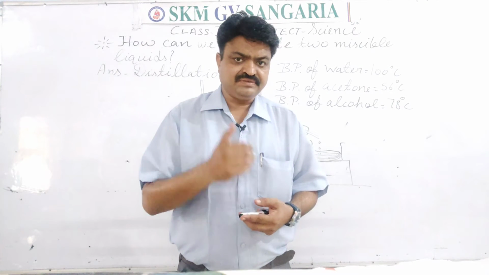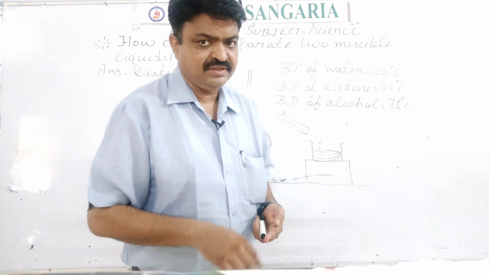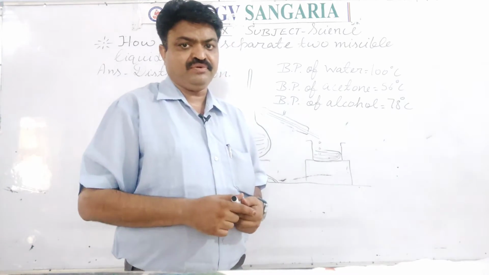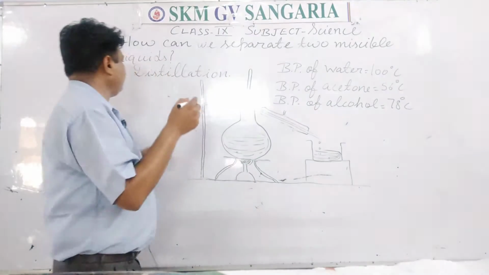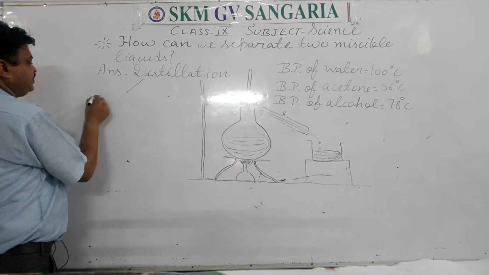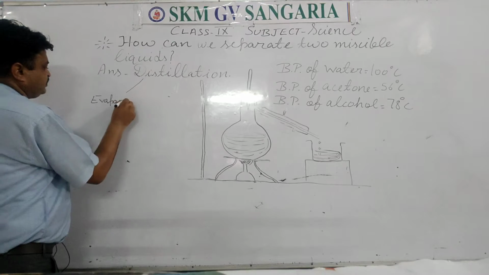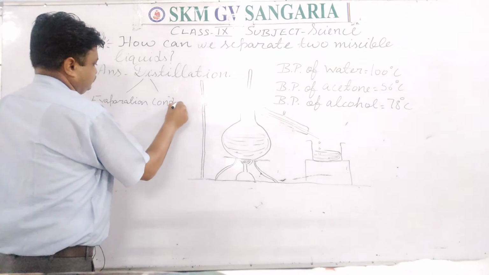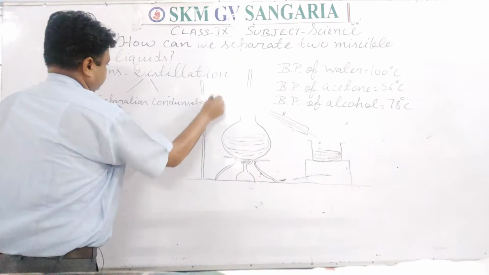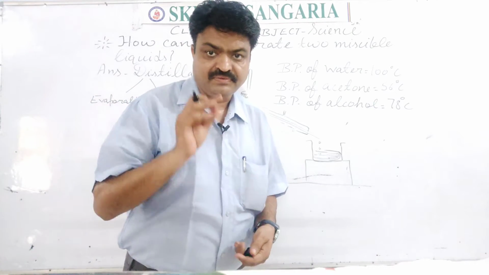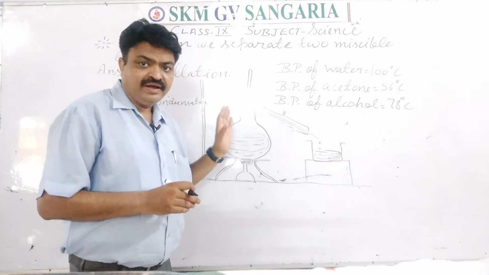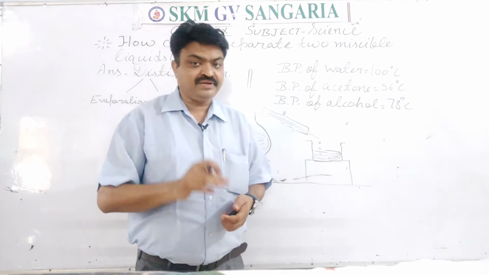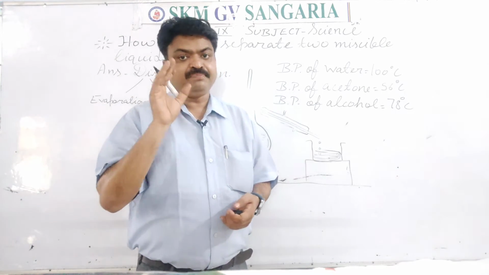In distillation, students, two important processes are involved. The first process is evaporation, and the second is condensation. So these are the two processes involved in distillation, and for distillation a particular apparatus is used. That apparatus is known as the distillation apparatus.